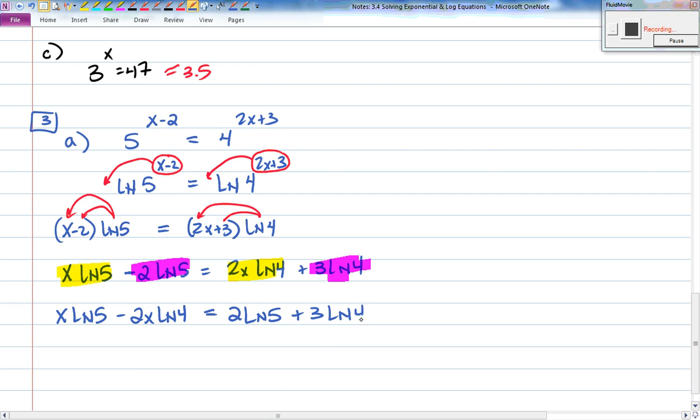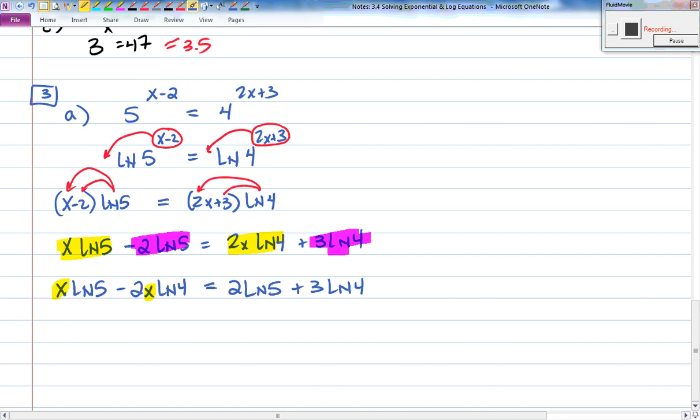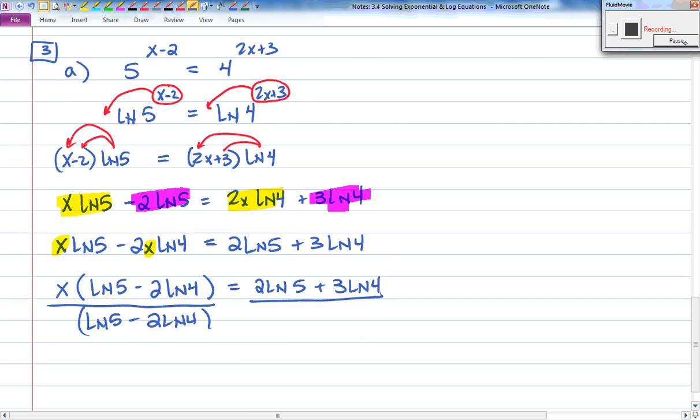Okay, so now, if I want to get x by itself, notice I've got an x here and I have an x here. So there's an x that's common to both of those terms. Therefore, I can factor out the x to give me this. x times the natural log of 5 minus 2 times the natural log of 4 equals just what I have right now on the right-hand side, 2 natural log 5 plus 3 natural log 4. Divide both sides by natural log of 5 minus 2 natural log of 4.